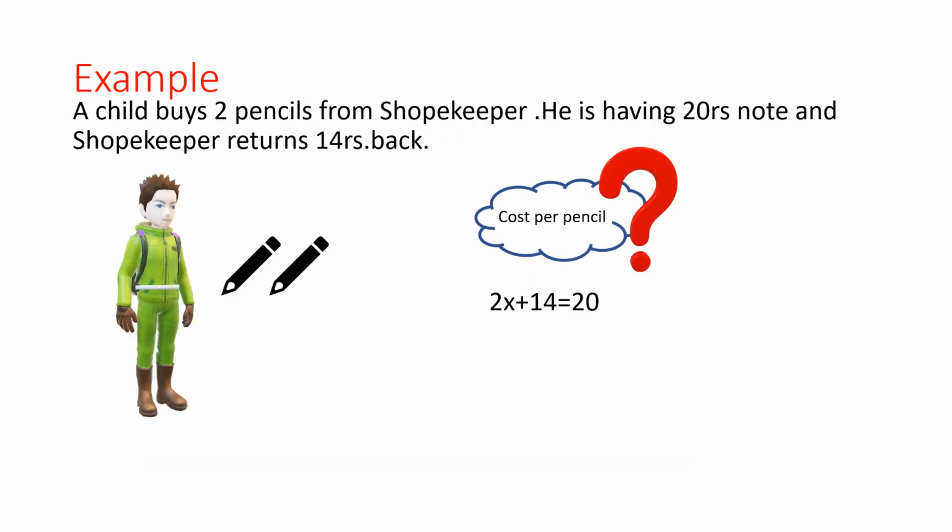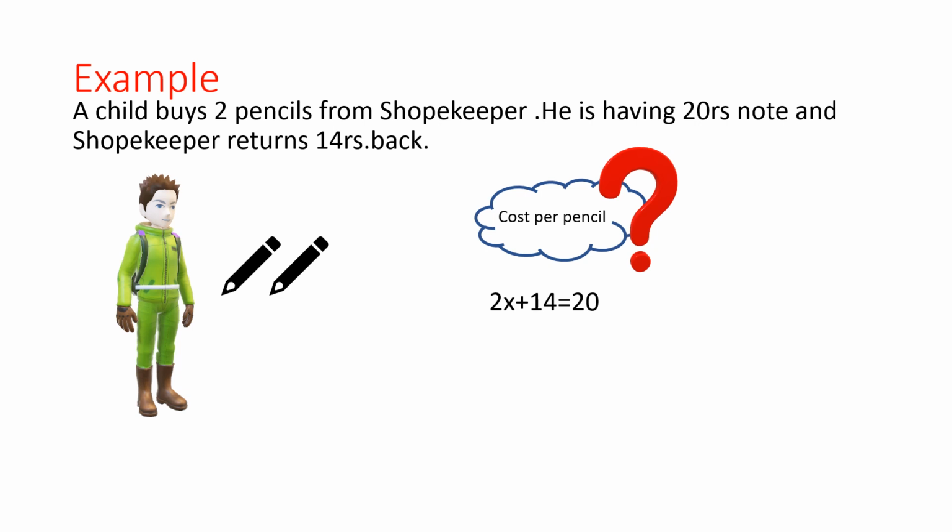Next, let us take one example. Suppose a child buys two pencils from the shopkeeper and he is having a 20 rupees note. And the shopkeeper is giving back 14 rupees. Now can you find the cost per pencil? For that you are going to frame an equation. How will you frame the equation? Now the child is having 2x rupees because he has already got the two pencils, and 14 rupees. And this much amount should be equal to 20 rupees.